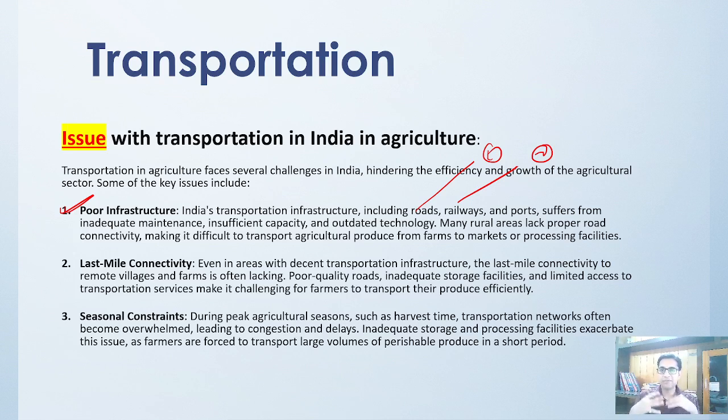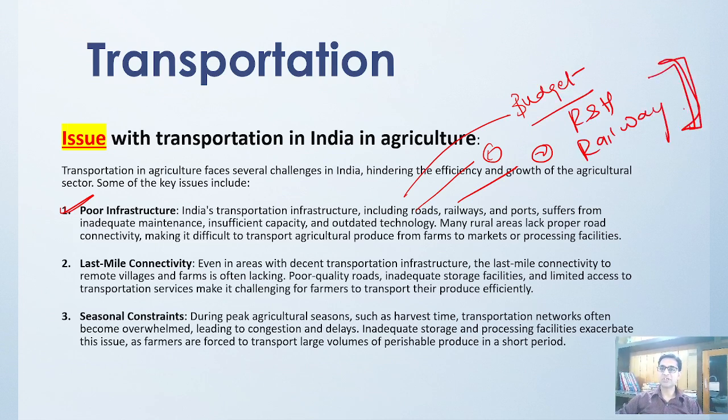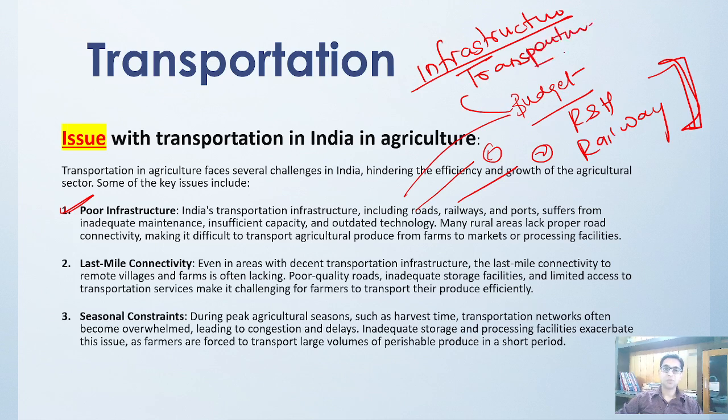But right now, if we go by five to seven years of study, we will see that the infrastructure is improving at a large scale. A lot of money is being invested. Even the budget is providing a lot of money to the road and highway sector, then the railway sector. If you see, the maximum budget allocation is being given to infrastructure. In infrastructure, a special focus is given to the transportation sector. We need to make sure that right now we have inadequate maintenance, insufficient capacity, and outdated technology, so these need to be tackled.